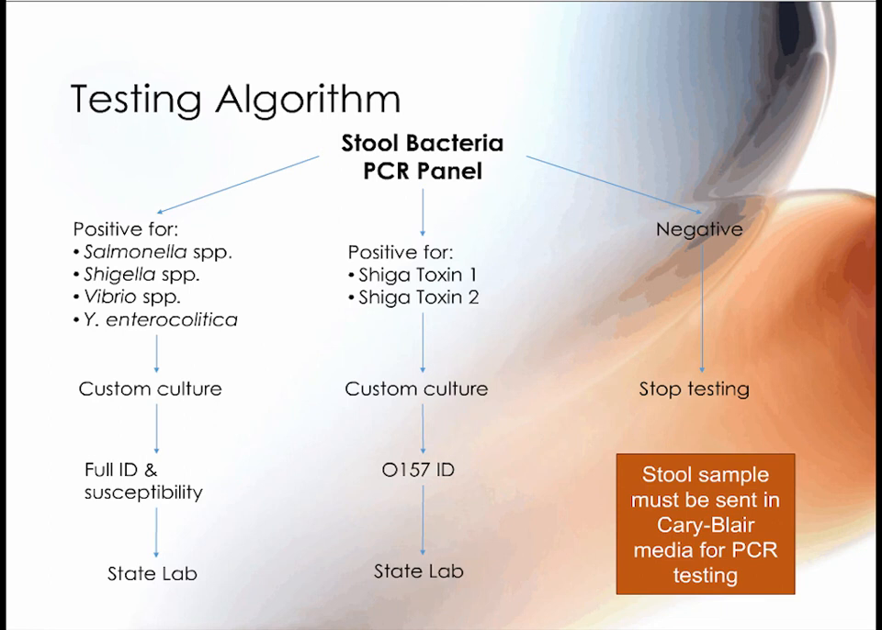For Shiga toxin 1 or 2, we want to have a custom culture that will be able to identify O157 and non-O157 through a ChromAgar plate, and also submit that to the state lab. For Campylobacter, we don't have any plan to do any culturing, but if this is something that shows up with the state lab or something that we need to do additionally, we're going to be able to do it.